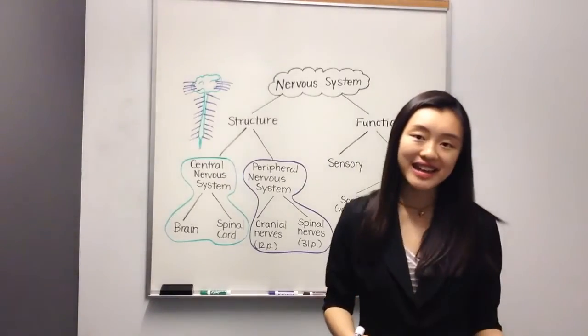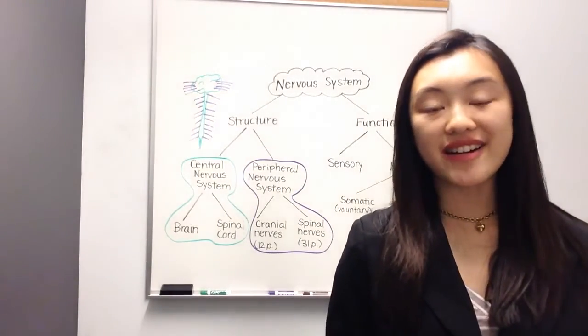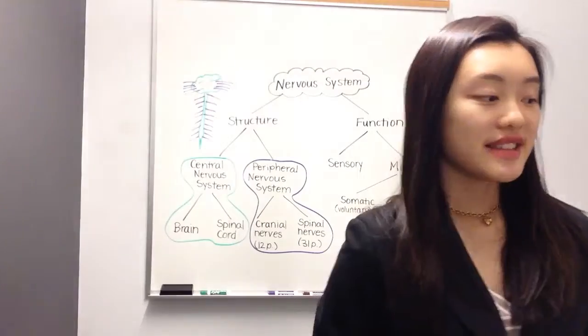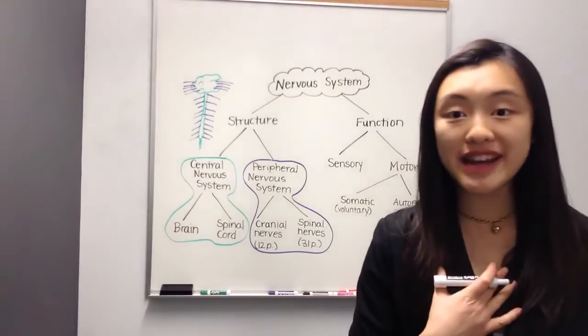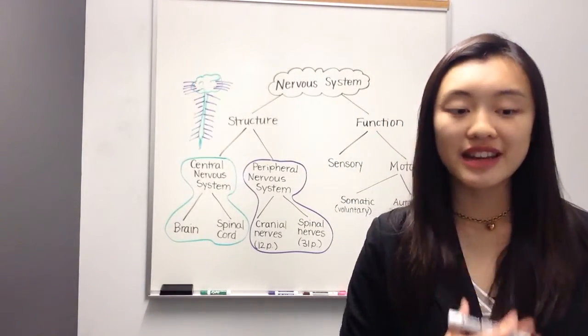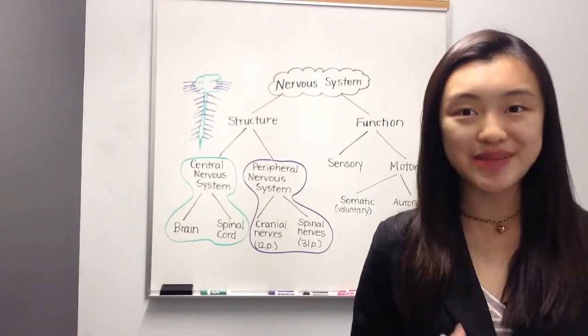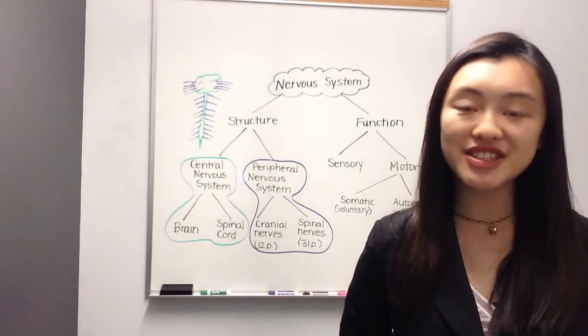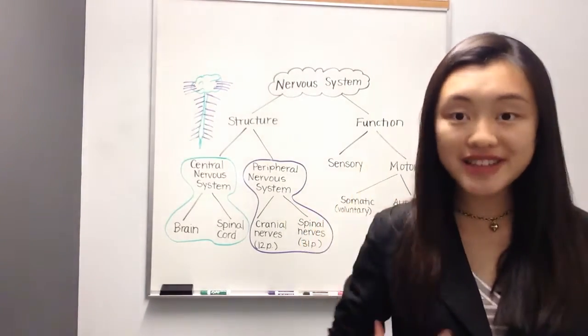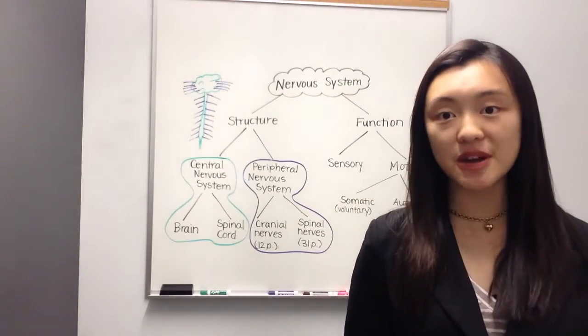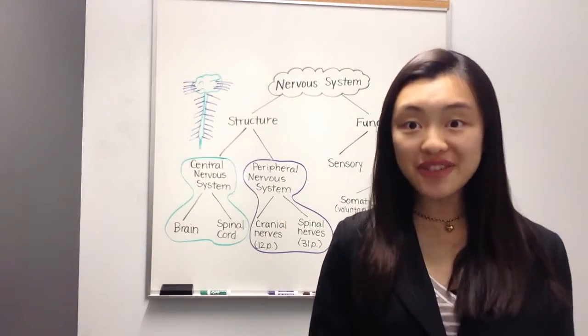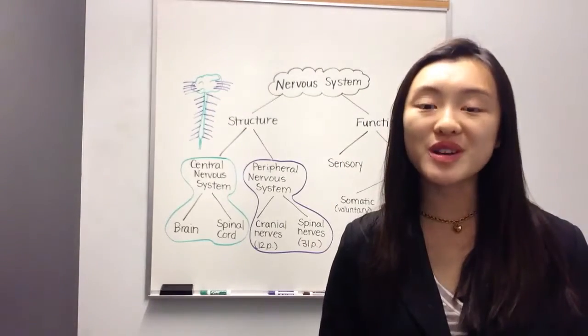On the other hand, autonomic actions are involuntary. This means that my heart is beating and I'm not telling my heart to beat. And my stomach is performing some peristalsis, I'm doing some digestion, but I'm not voluntarily telling my stomach to do so. These actions are involuntary, or in other words, autonomic.